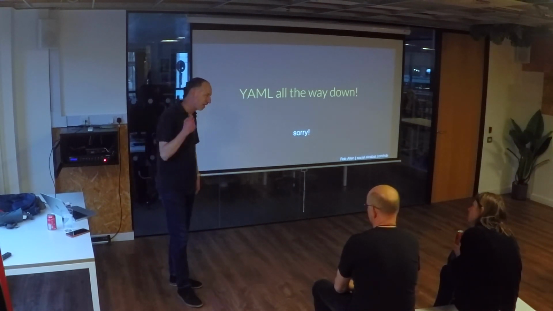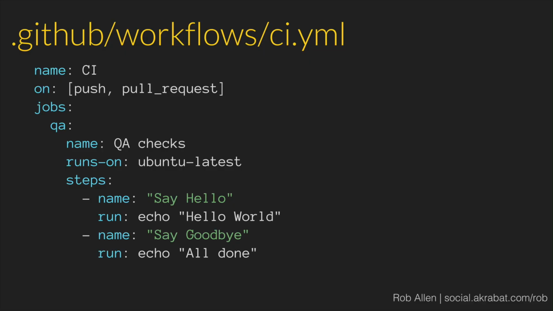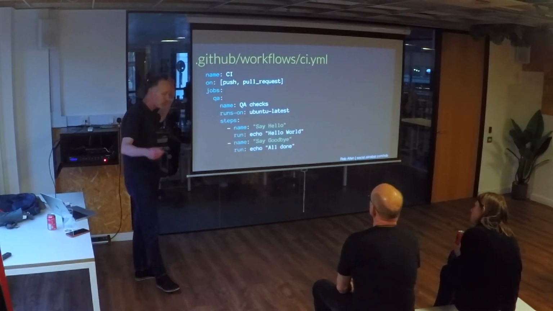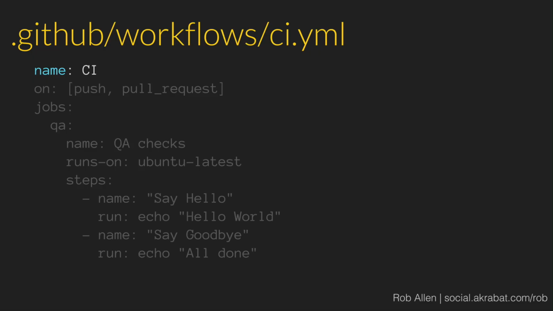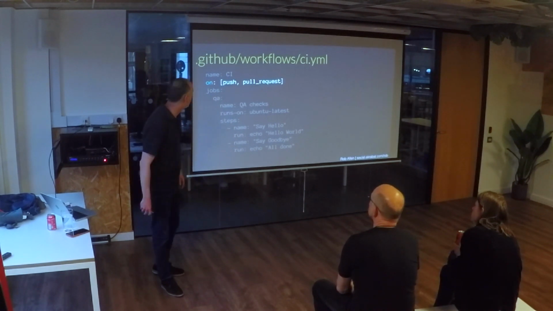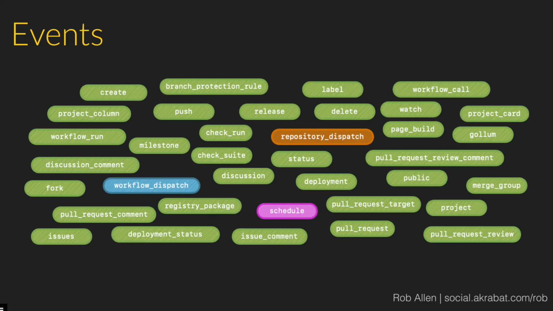Because the GitHub Actions automation flow is defined by a workflow file. And the workflow file is a YAML file. And it looks something like this. This is a nice, dead simple one. It has to have a name, CI. It has to have the event triggers. This one will be on a push or a pull request. That's when it will run.